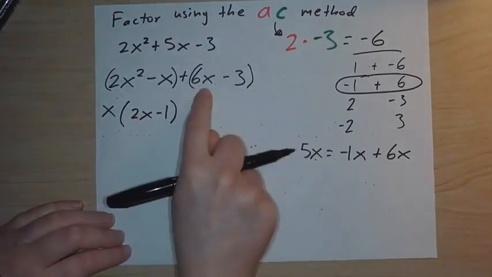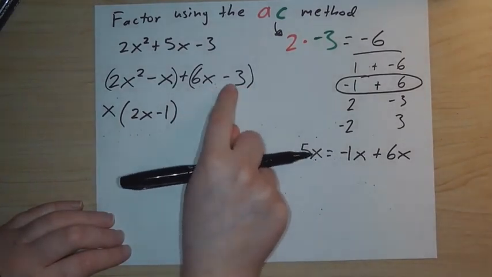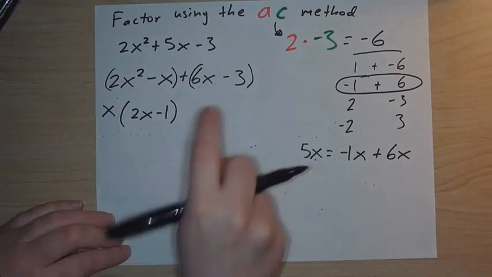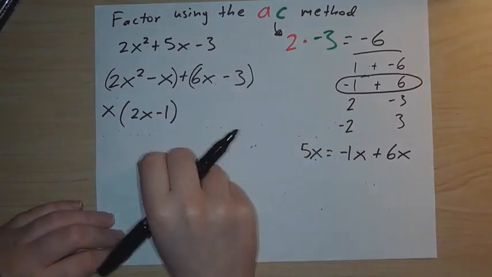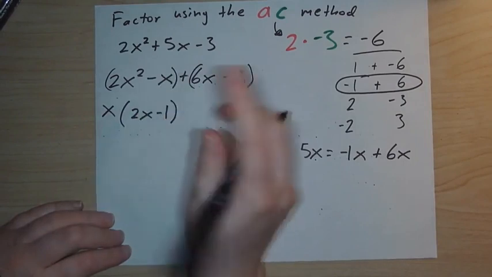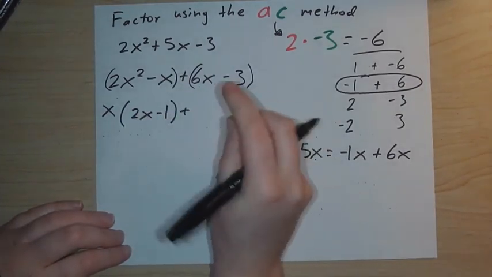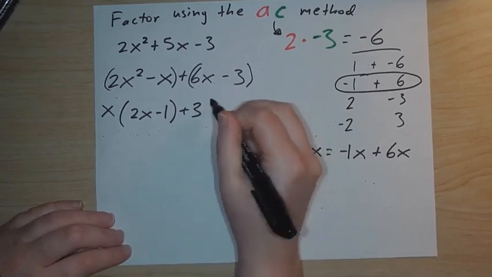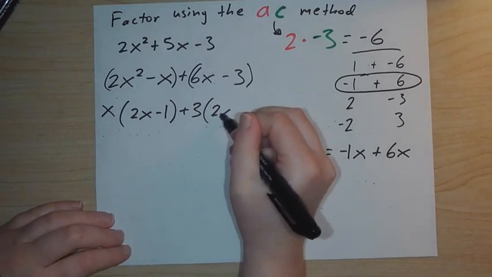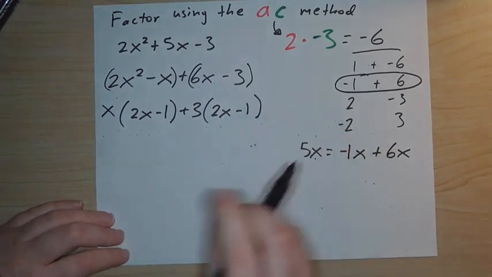In the second group, where we have 6x minus 3, we have a common factor of 3, so we can factor out a 3. Now this is not being multiplied together, remember, this is an addition. This is a plus sign, so it's going to be plus 3. And taking out a 3 from 6x minus 3 is 2x minus 1.